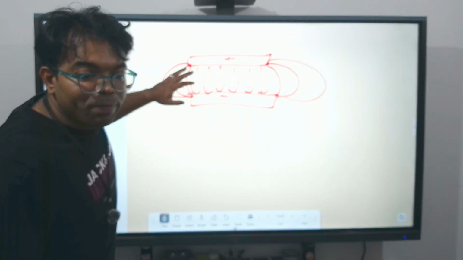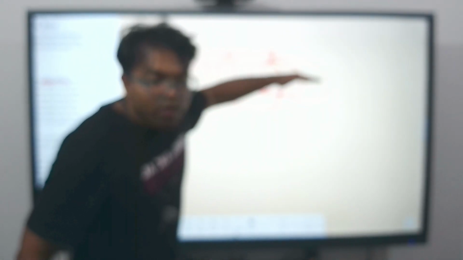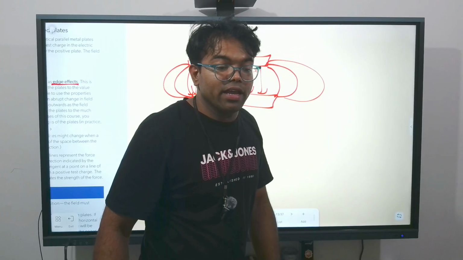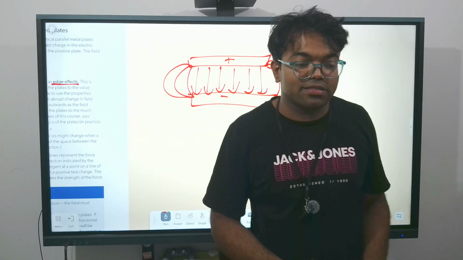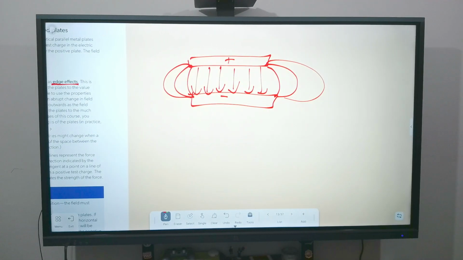So the field lines are spreading out, and once you have spread out field lines, what happens? The electric field strength drops dramatically. It will drop drastically. Clear? Just give me 1 second.